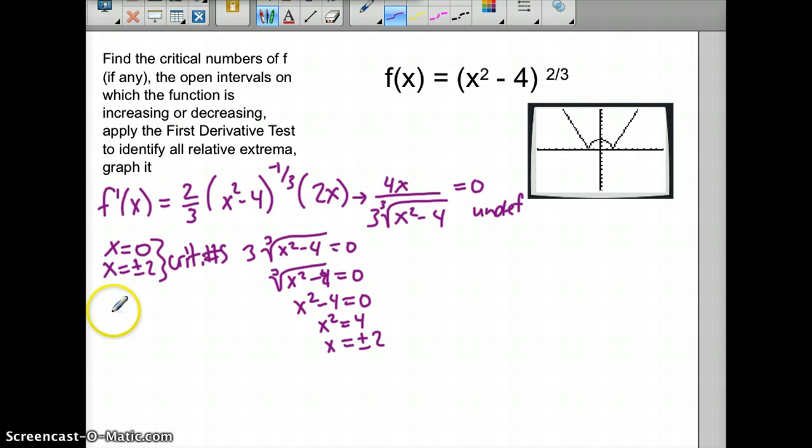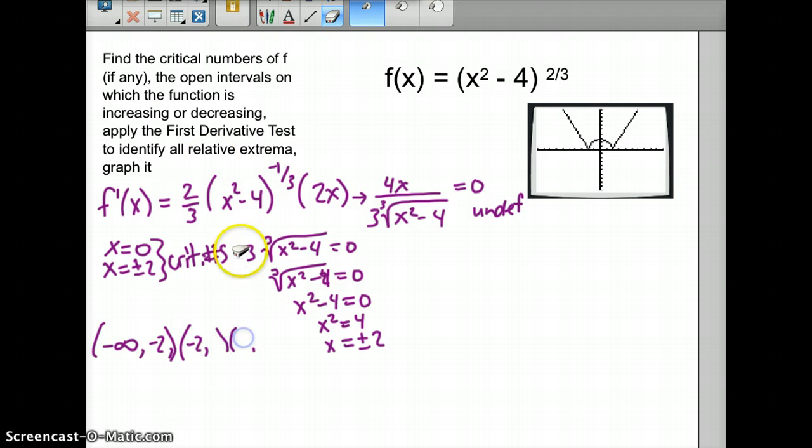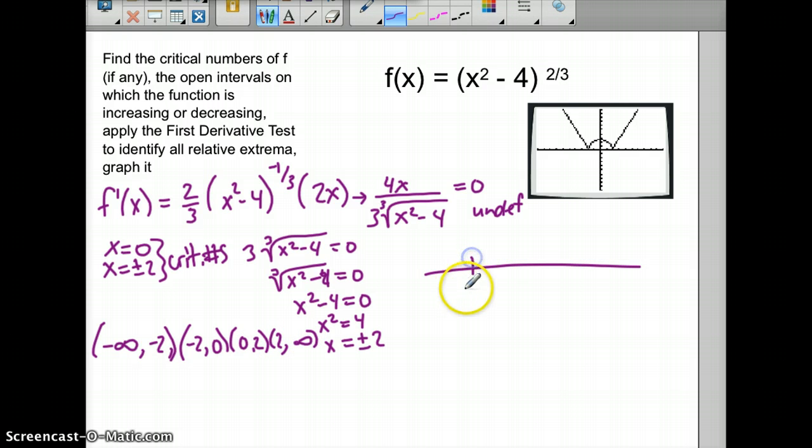So then we want to use open intervals, and this is a graph that goes on forever, so negative infinity to negative 2, negative 2 to 0, 0 to 2, and 2 to infinity. Again, you can use a number line if you prefer. Just make sure you mark off and talk about each place.